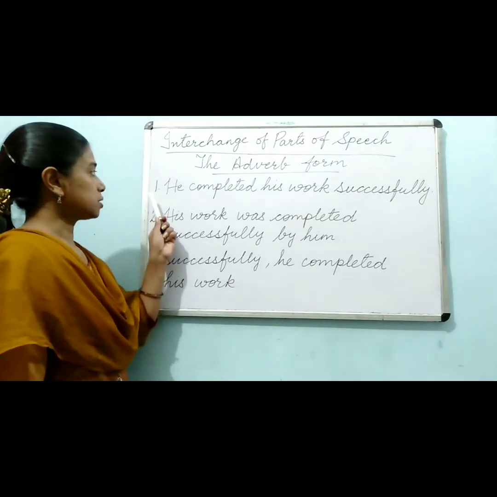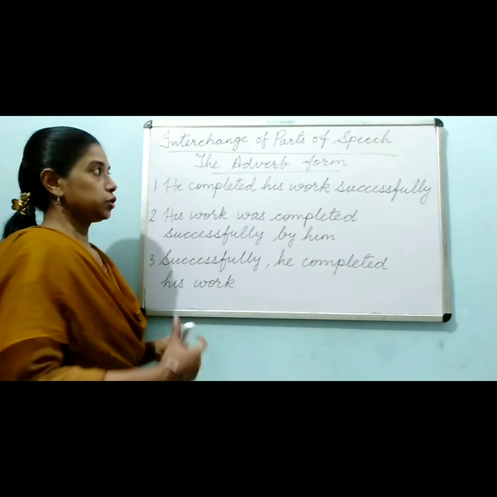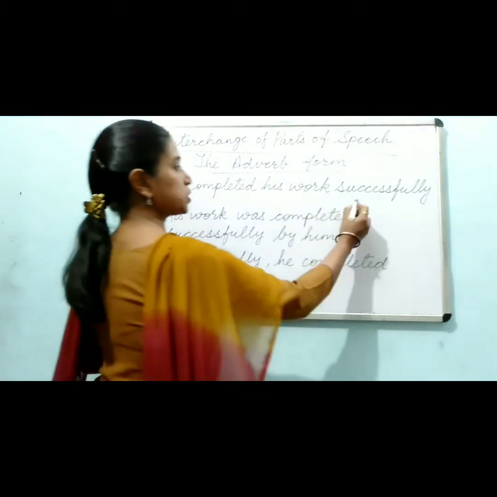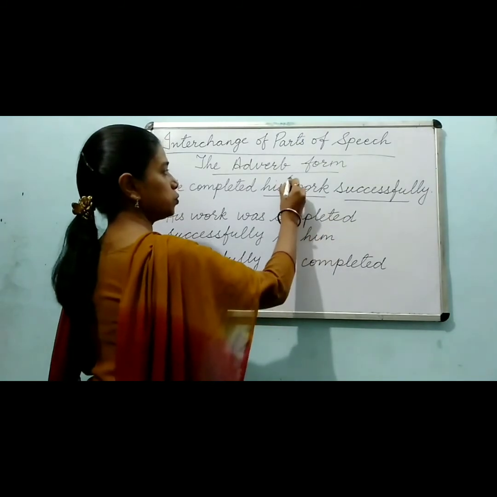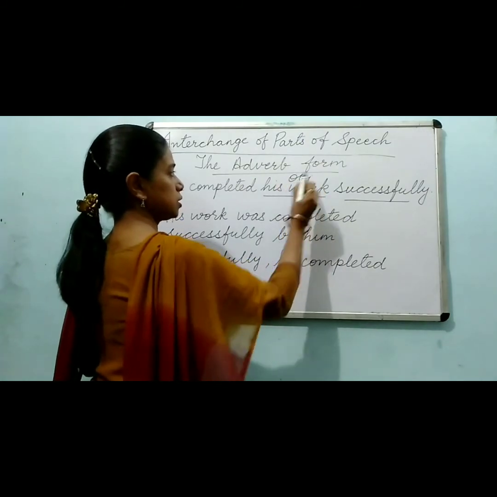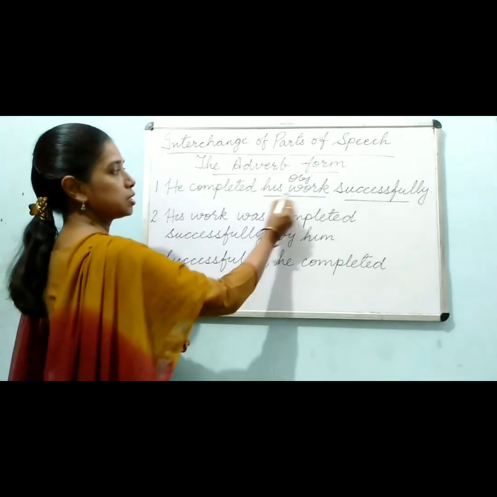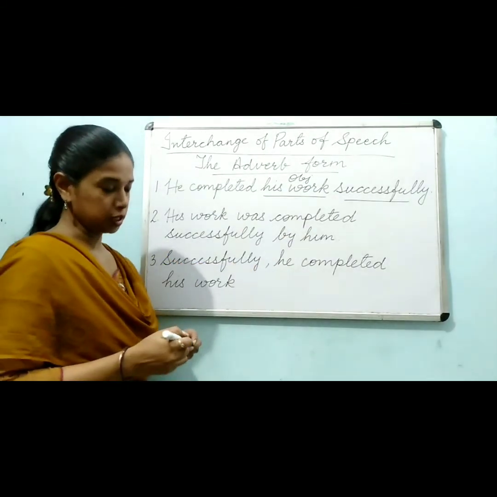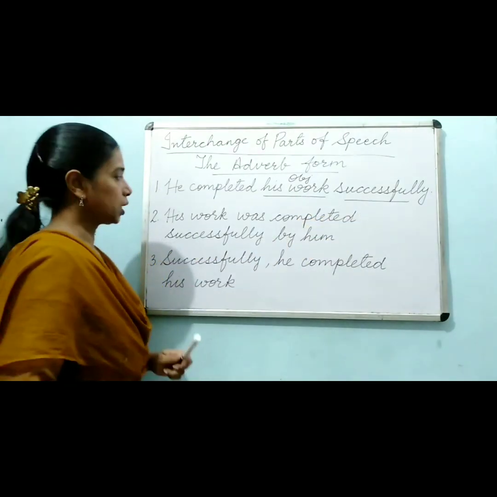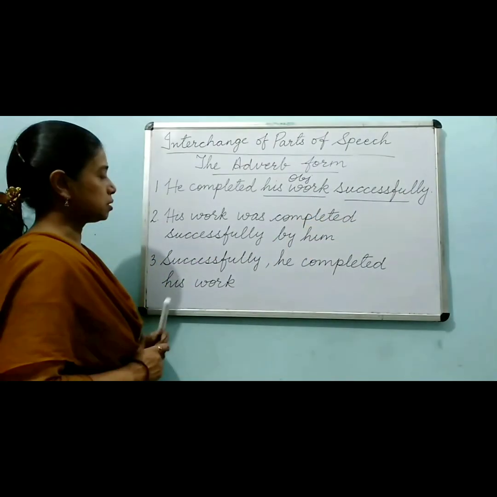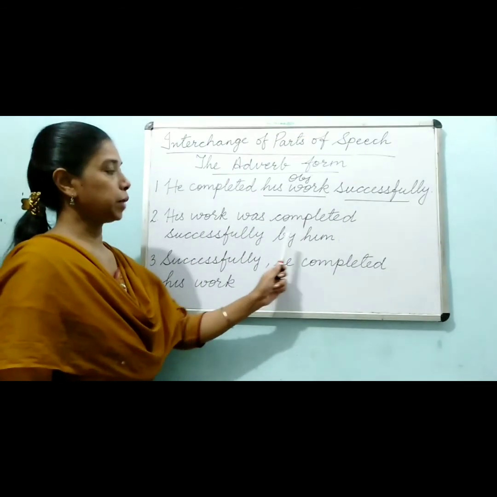Now here the first sentence is, he completed his work successfully. So here you can see the adverb form successfully. I have used it after the object in the sentence. He completed his work. So here his work is the object, and I have used the adverb form after the object.